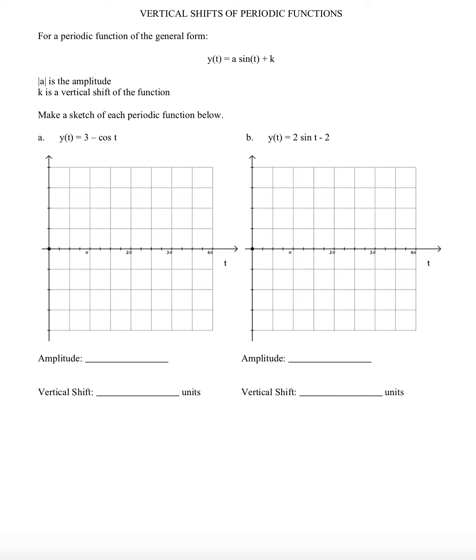Here we'll look at vertical shifts of periodic functions. For a periodic function of the general form y equals a sine t plus k, the absolute value of a is the amplitude, and k is a vertical shift of the function. Let's make a sketch of each of the periodic functions below, and we'll see how vertical shifts work.